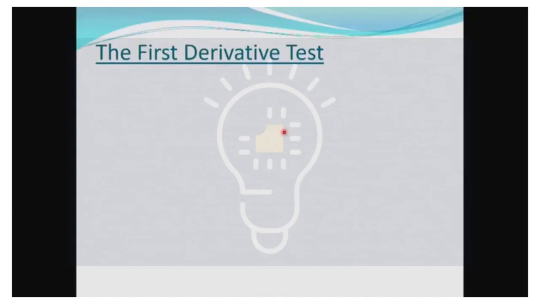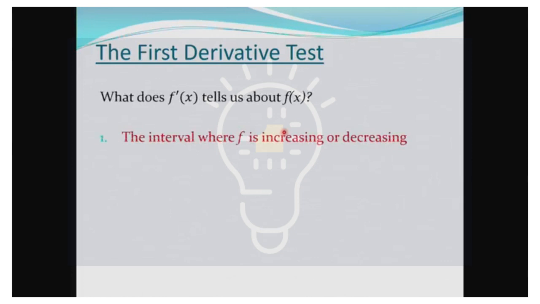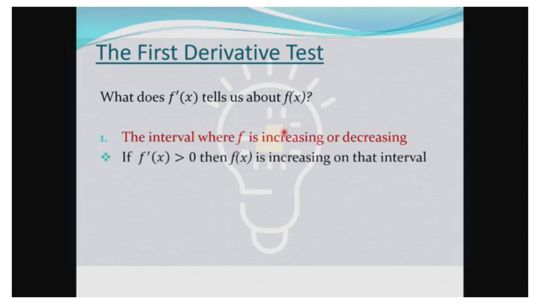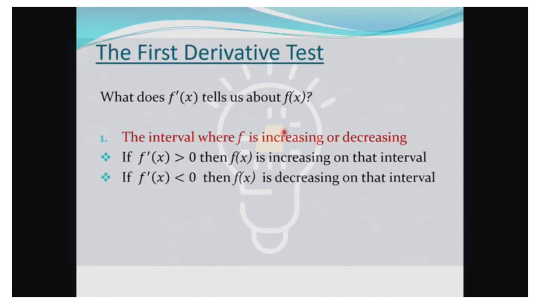Now let's come to another tool that we need in cubic function. Now we are applying calculus to finding or drawing the cubic function. What is calculus telling us? What does f prime of x tell us about f of x? First of all, the interval where f is increasing or decreasing. For instance, if f prime of x is positive, then f of x is increasing on that interval. Secondly, if the derivative is negative, then the function is decreasing on that interval.